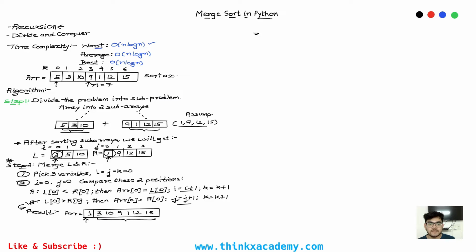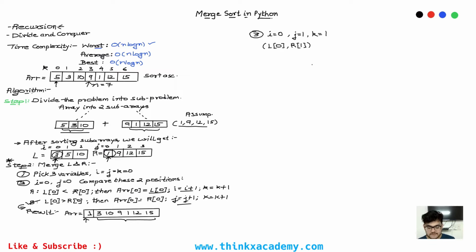Let's see what will be the status of the array when we increment the value. You can see that the case is B, so the value of j will be incremented. So here i will remain the same, which is i will be equal to 0, and j will increment to 1. So j will be equal to 1, and k will always increment because we are moving to the next position to overwrite in the array. So k will be equal to 1 also, right? Again, we are going to do the same thing. We are going to compare the position of L of 0, and we are going to compare it with R of 1.